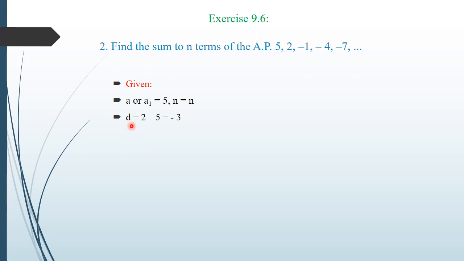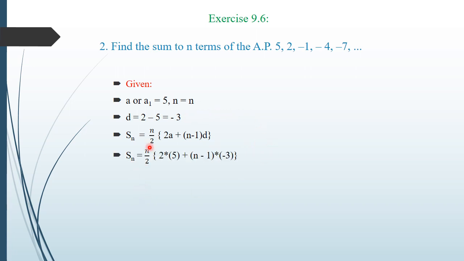And the common difference D is given to me as 2 minus 5, that is second term minus first term. 2 minus 5 will give me minus 3 here. Applying the formula Sn equal to n by 2 into 2a plus n minus 1 into D here. Wherever n is there, I'll keep this n as it is. Wherever a is there, I'll substitute 5, that is the first term. And D we just calculated, that is minus 3 here.